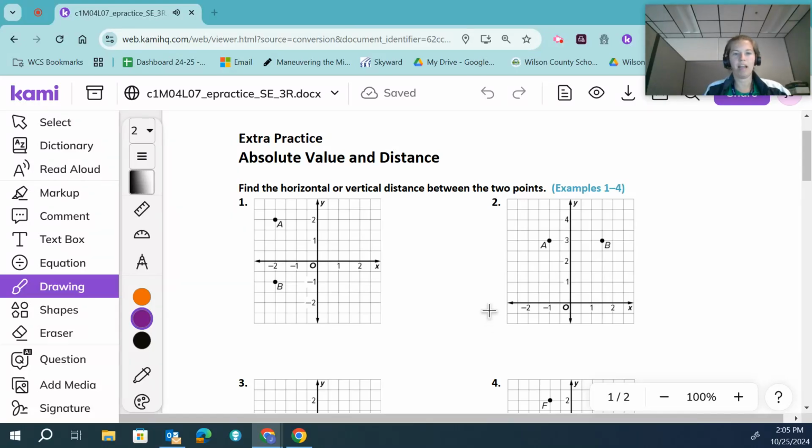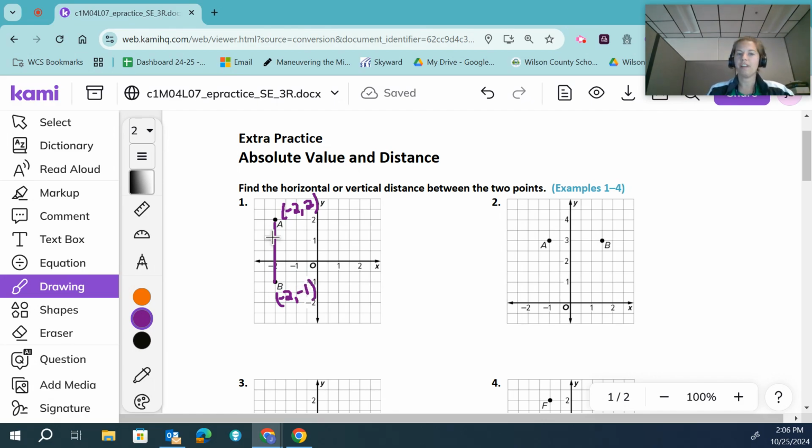Today we'll be talking about absolute value and distance in the coordinate plane. Okay, so we are finding the horizontal and vertical distances between 2 points. A and B, notice they are both at -2 on our x-axis. So if we look at our ordered pairs here, we have (-2, 2) and (-2, -1).